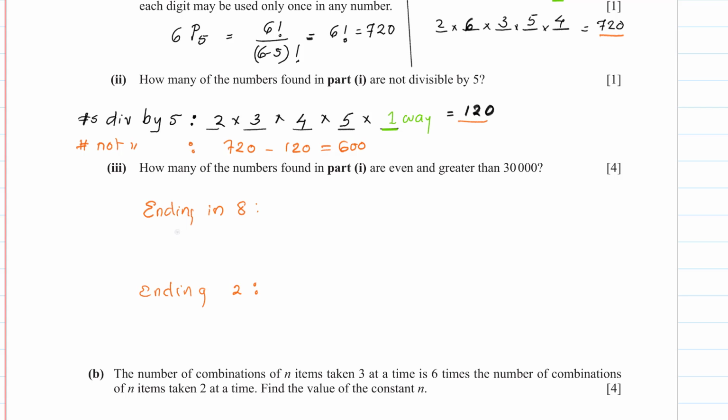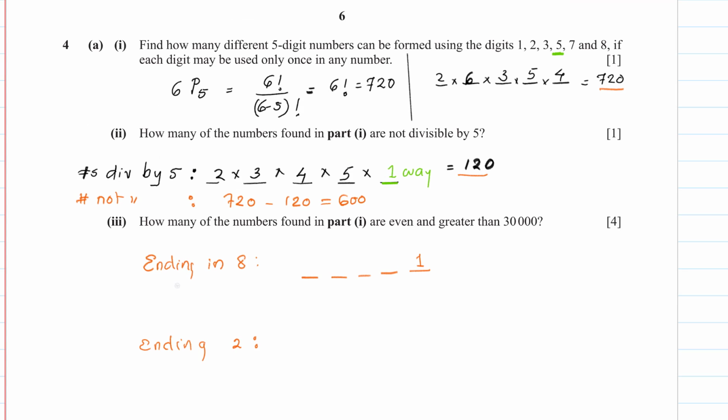So when you fill up the last position, how many ways can you fill it? Only one way, because it has to be that 8. Correct? Right. Now, because it is a 5-digit number and because it must be greater than 30,000, look at how many ways I can fill the first position. It has to be either 3 or 5 or 7, correct? So there are three ways we can fill this position, Amrita.